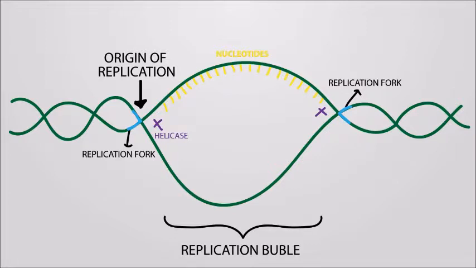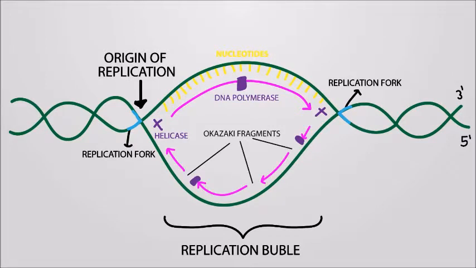Primers join to the 3' and 5' end. DNA polymerase III synthesizes a new strand from the parent strand by attaching new nucleotides to the 3' hydroxyl end in the 5' to 3' direction in the replication fork. A lagging strand and a leading strand will be formed.